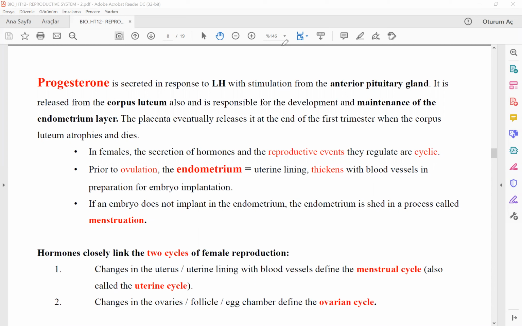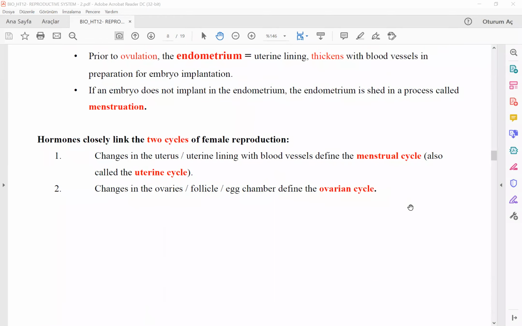If there is no fertilization, if there is no zygote, if the embryo does not implant to the endometrium, the endometrium is shed. And this process, the repeating process every month, is called menstruation. Okay, let me continue with these cycles.